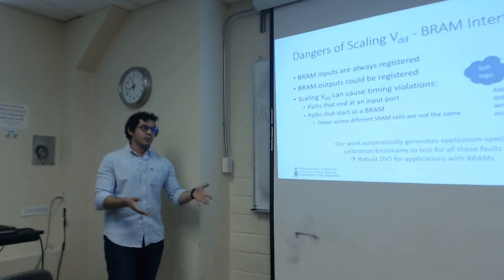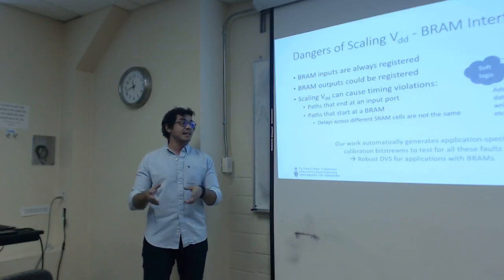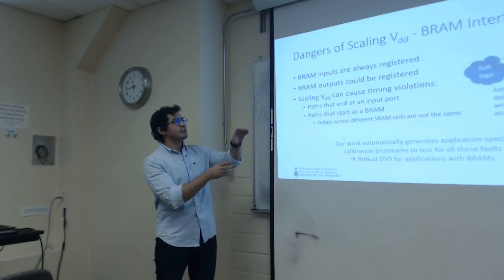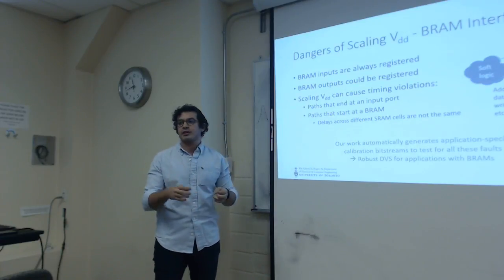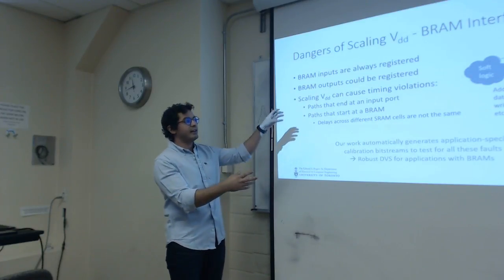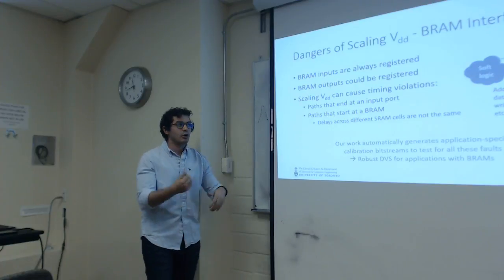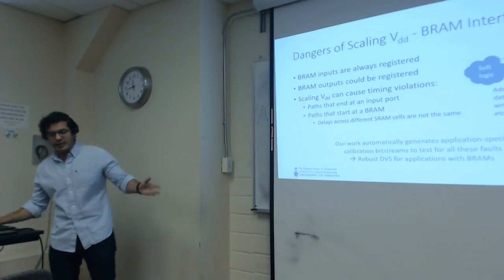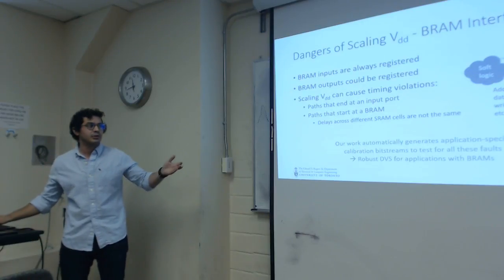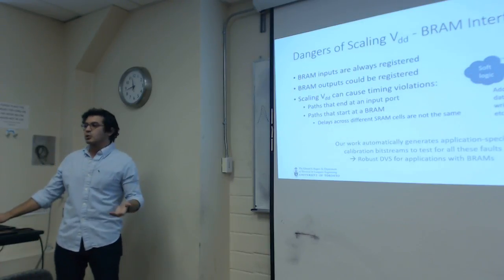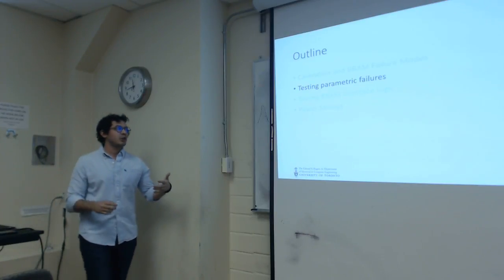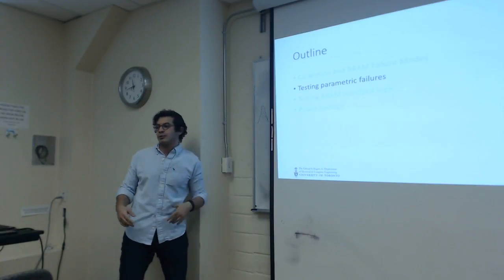And what we did in this work is we basically extended FROC to automatically analyze the user application and test for both of these kinds of failure: the failures inside the SRAM cell and the failures in paths that feed or come from the BRAM. And this gave us this new tool that's able to provide a DVS solution for applications that use BRAMs. Okay, now I'm going to talk about how we actually test these two types of failures.